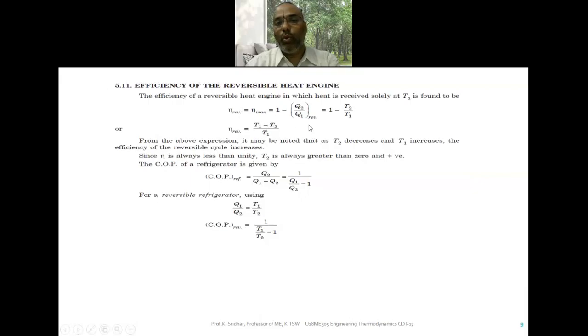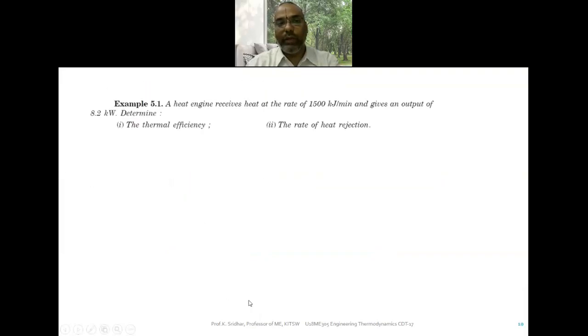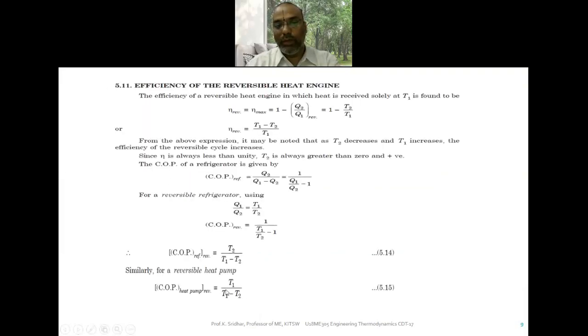Then you can write Q1 minus Q2 by Q1 is equivalent to T1 minus T2 by T1 for a reversible heat engine. And similarly for a reversible refrigerator operating on the Carnot cycle, you can write T2 by T1 minus T2. Similarly for the heat pump you can write T1 by T1 minus T2. Whenever you compare these two equations, we are able to write that the COP of the heat pump is always equivalent to 1 plus COP of the refrigerator. That is one important relationship between the heat pump and refrigerator.